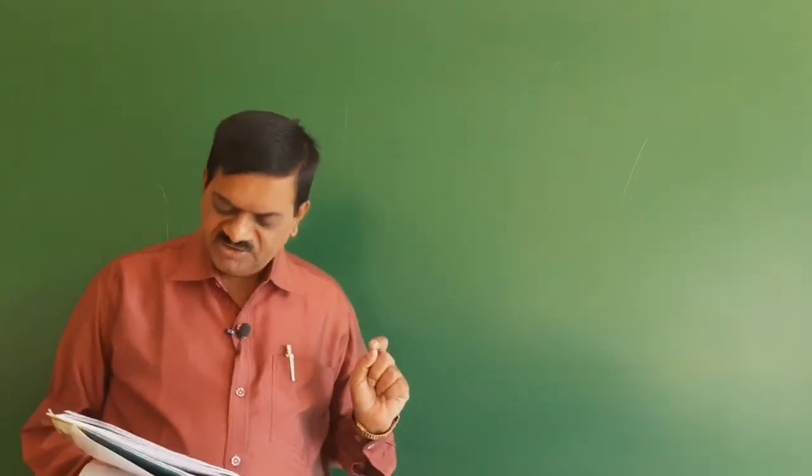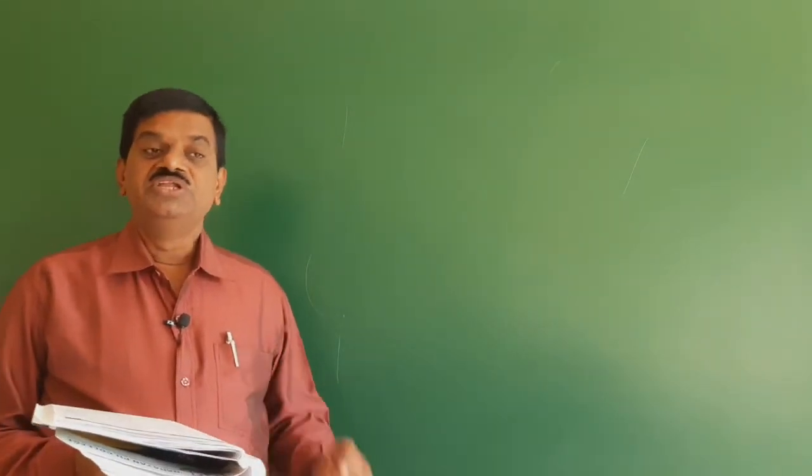Question number 25. A fleshy root tapering at both the ends. Here the question is, the roots are fleshy roots tapering at both the ends. The first one is fusiform roots.